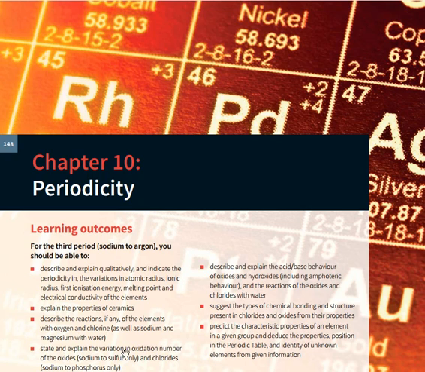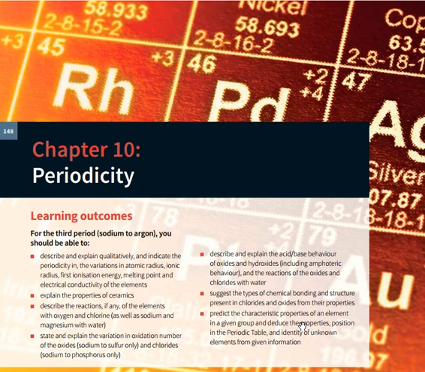State and explain the variation in oxidation number and of oxides of sodium to sulfur and chlorides. Describe and explain the acid-base behavior of oxides and hydroxides. Suggest the types of chemical bonding and structure present in chlorides and oxides from their properties, and predict the characteristic property of an element in a given group, and deduce the properties of elements from their positions in the periodic table. So all these are what you have to visualize in periodicity.